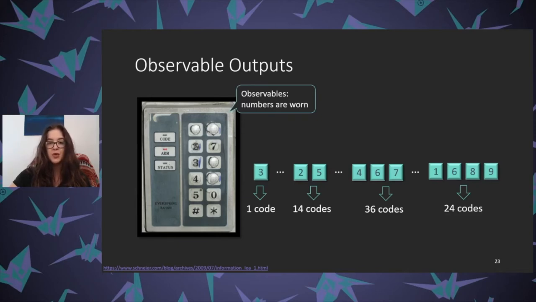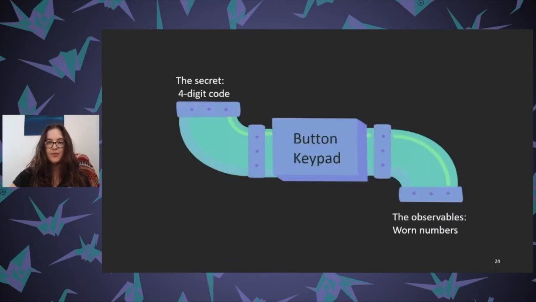There's a lot of possible observations that an adversary can make from this information. In fact, there are 385 possible combinations of keys that could get worn down for a 4-digit code, and we would like to account for all of them. So now we've defined our input and output in the QIF model. The secret is a four-digit code and the observable output is worn numbers. The button keypad acts as a channel that allows information to flow from the secret input to the observable output.